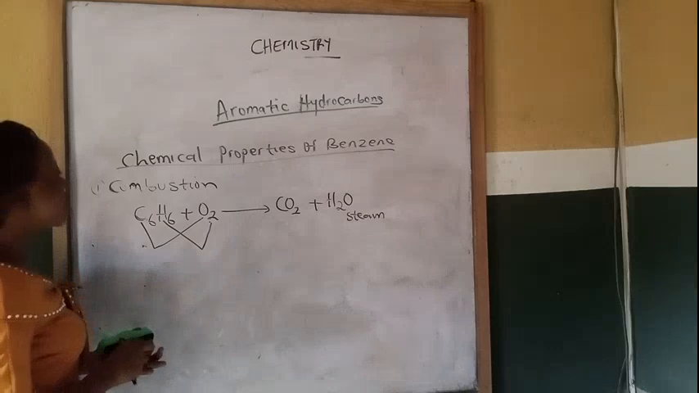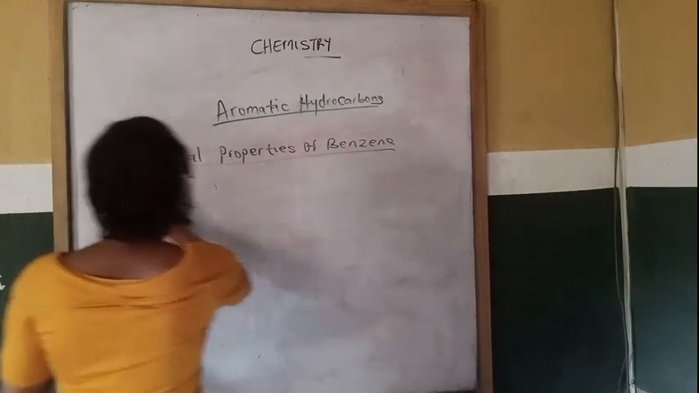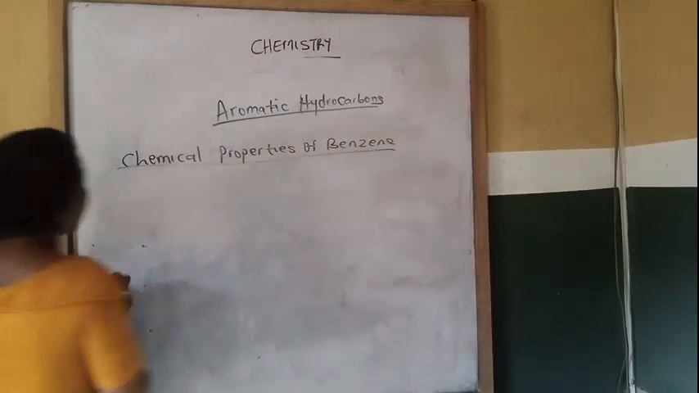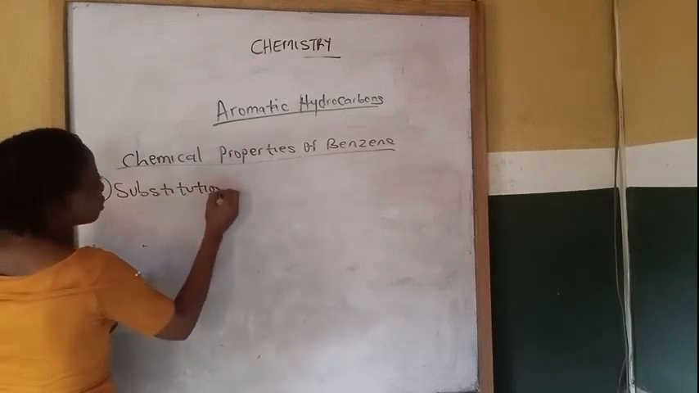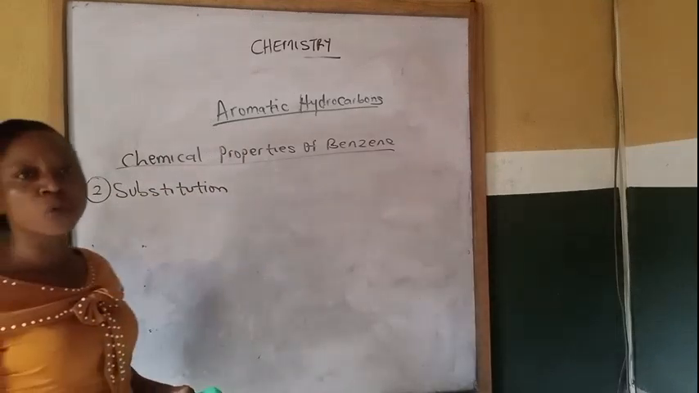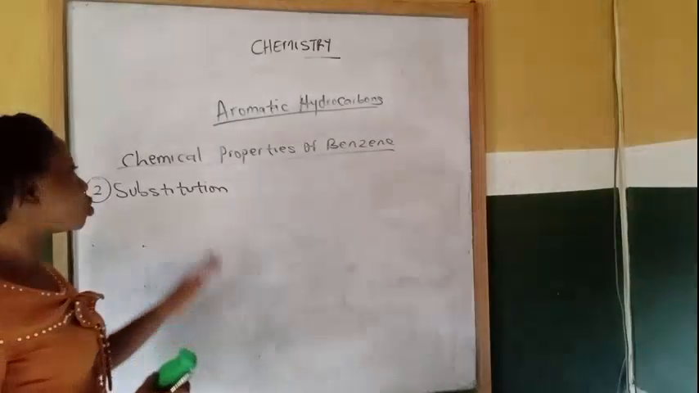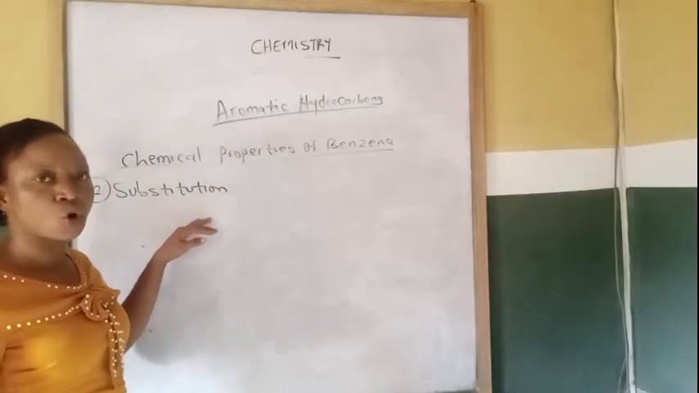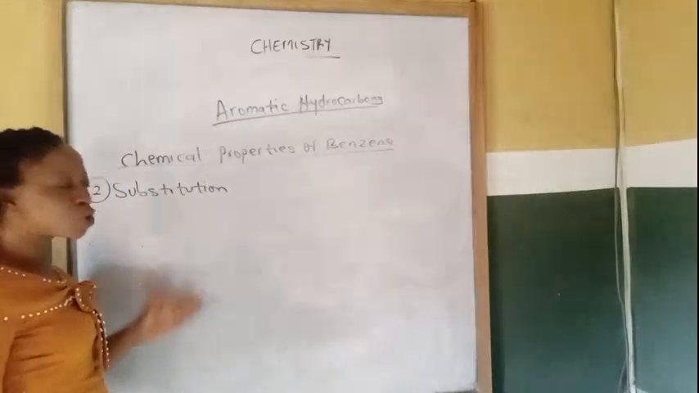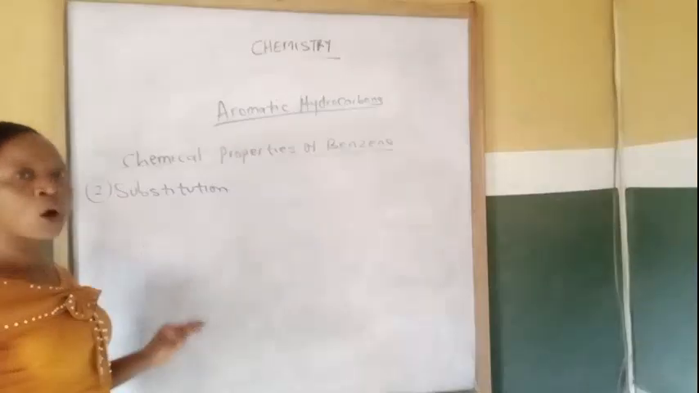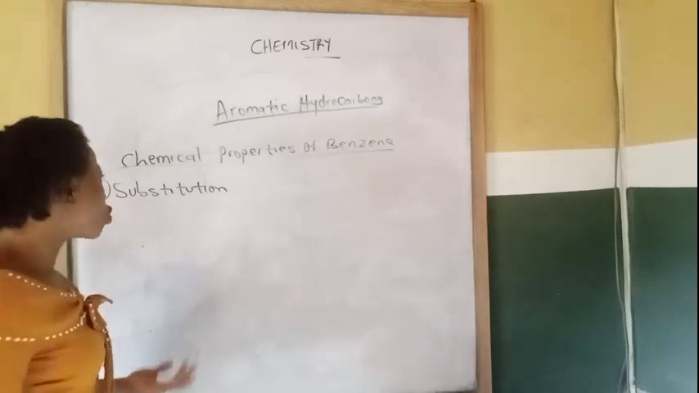Then the second chemical reaction is substitution reaction. What's the word substitution? To substitute means to remove something and replace it with another thing. Under this substitution reaction, one or more hydrogen atoms will be removed from the molecular formula of benzene, then you replace them with an atom or a group of atoms.